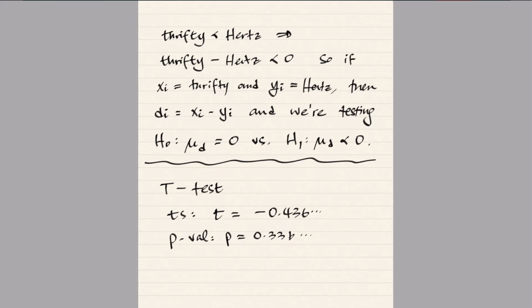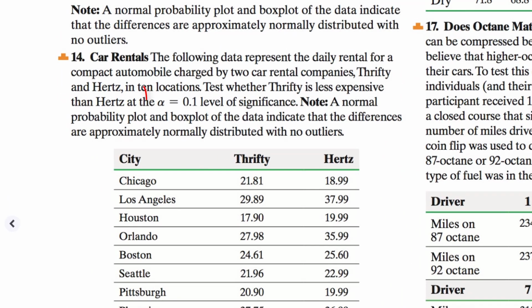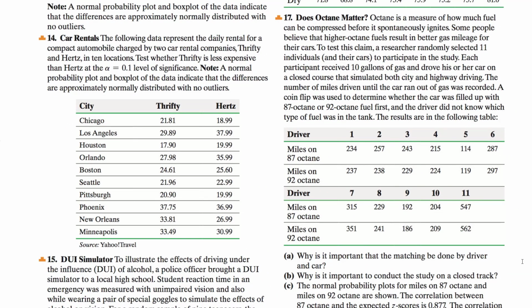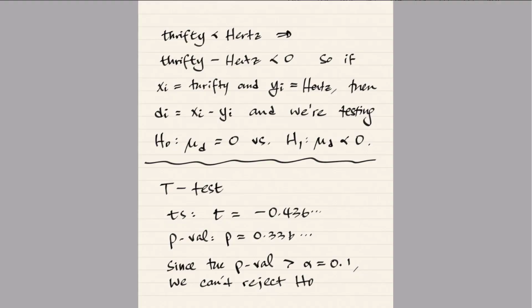Now, if you recall from the problem, as you can read, we were told to use alpha as 0.1 as our level of significance. And so as far as a conclusion, the p-value is larger than the level of significance that was given, and so we can't reject the null. So what does that mean on a practical level? Well, it means that the evidence we have does not support the claim that Thrifty is cheaper than Hertz, and so we probably would want to write that down as well.